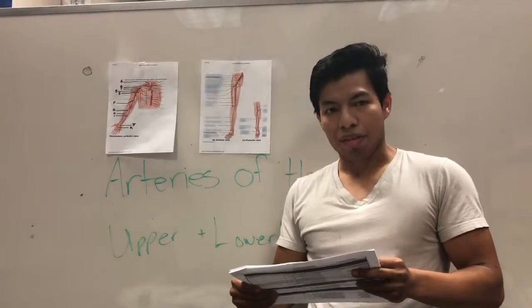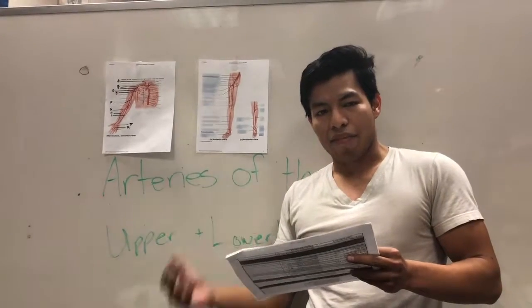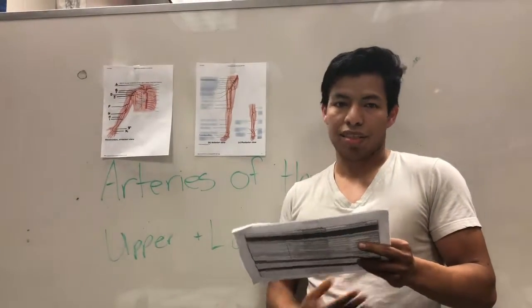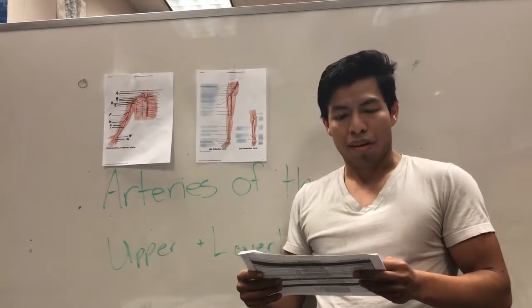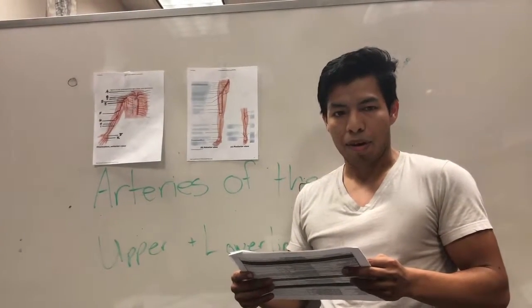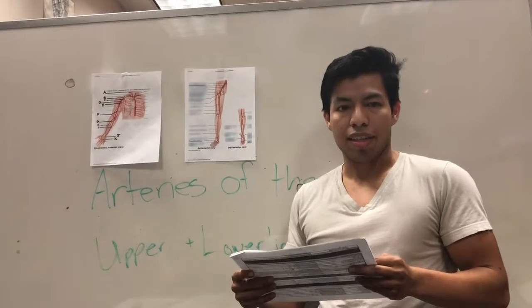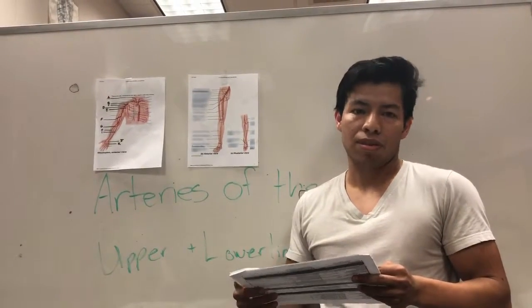Then there will be the ulnar artery. And then after that will be the ulnar recurrent, which is attached to the ulnar. And then after that will be the common interosseous artery. Then the deep palmar arch. And then the superficial palmar arch.